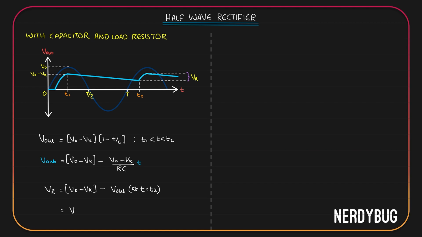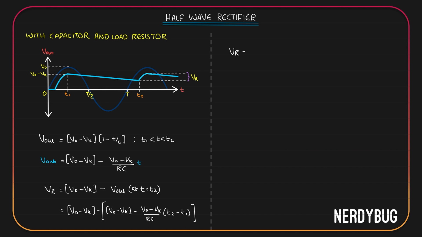So ripple voltage is V0 minus Vk minus the output voltage at t equal to T2. It is V0 minus Vk minus (V0 minus Vk) divided by RC multiplied by (T2 minus T1). Again, I took T2 minus T1 because we started here. This is our initial point. And then we reached here. This is our final point. So between the final point and the initial point, the time that has passed is this much: T2 minus T1.